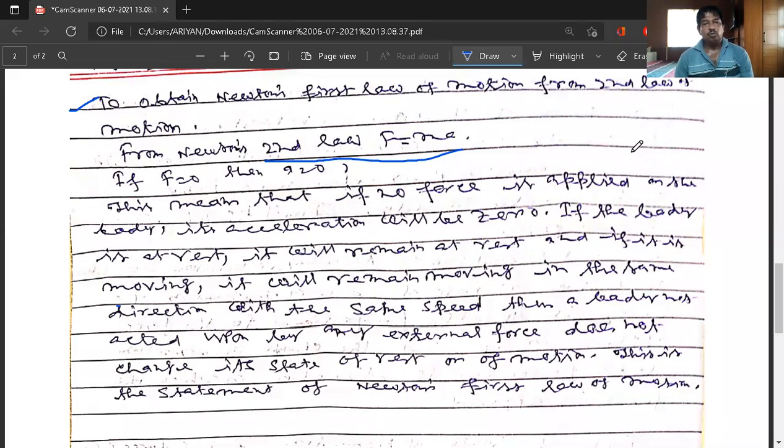If F is equal to 0, that is, if the external force is 0, then acceleration is also 0. This means there is no force applied on the body, and its acceleration will also be 0. If the body is at rest, it will remain at rest, and if it is moving, it will remain moving in the same direction with the same speed. Thus a body not acted upon by any external force does not change its state of rest or motion. This is the statement of Newton's first law.